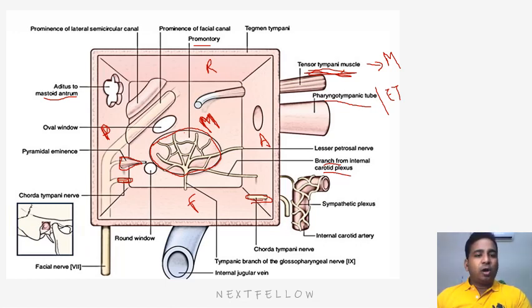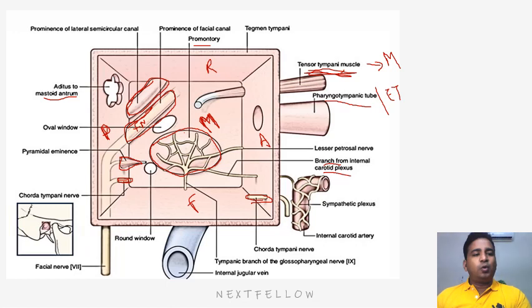So starting from the top, firstly there comes a prominence of the lateral semicircular canal, the LSC dome. So the lateral semicircular canal dome is at the medial wall, at the posterior superior region. Then below that comes the facial nerve. This is my facial nerve, horizontal part, which is running over the medial wall. So this is the horizontal segment of the facial nerve.